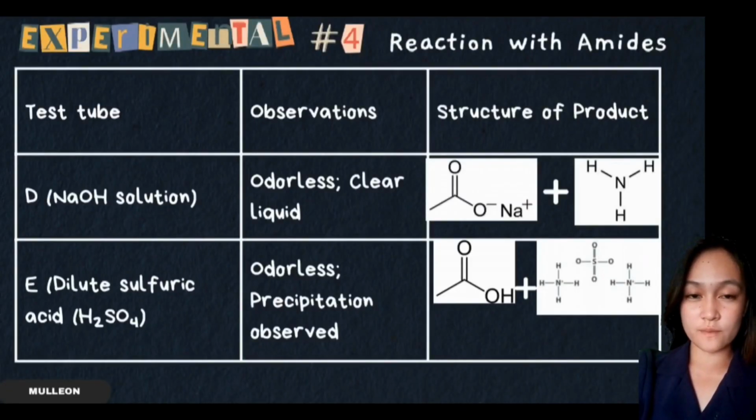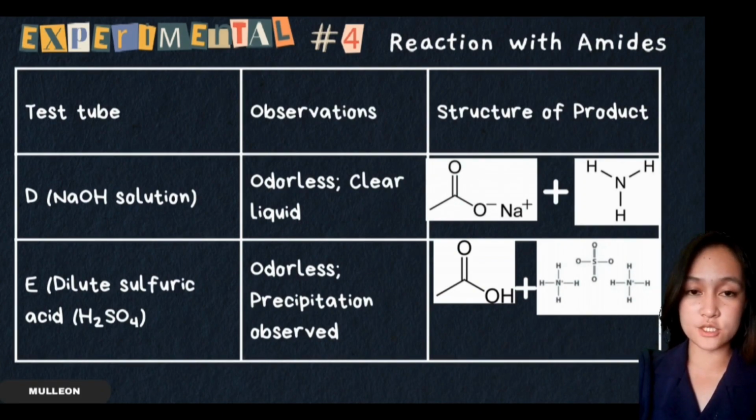Good day everyone. Now I'll be discussing the results of experiment number 4, which is the reactions of amides. Only groups 1, 2, and 3 performed this experiment, and they all have the same results. In this experiment, we have 2 test tubes, and each contains acetamide. On test tube D, we added sodium hydroxide, while on test tube E, we added dilute sulfuric acid.